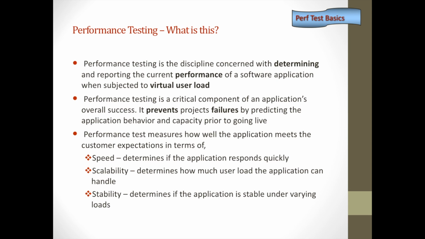Performance testing measures three things. We measure speed, we see how scalable it is, and how stable that application is. In terms of speed, that means how quickly the application responds. Scalability means how much more user load we can put and how much more user load it can handle. And stability is where you determine whether the application is stable under varying loads, meaning when we put different types of load at different times.